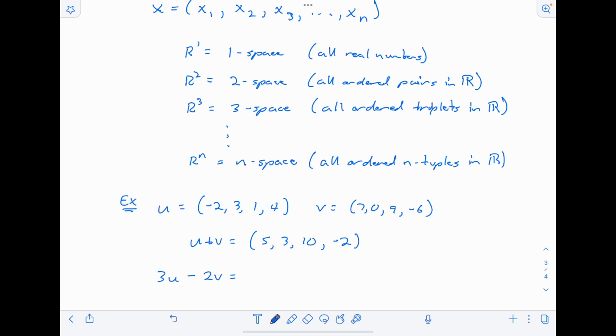I could even take something like 3 times u minus 2 times v, and something like that would give me -6 minus 14 is negative 20. 9 minus 0 is 9. 3 minus 18 is negative 15. And 12 plus 12 would be 24. Okay, so you can combine, obviously, operations, do all those sorts of things.